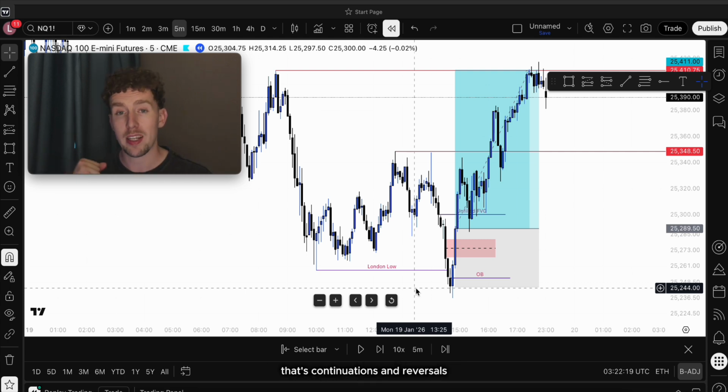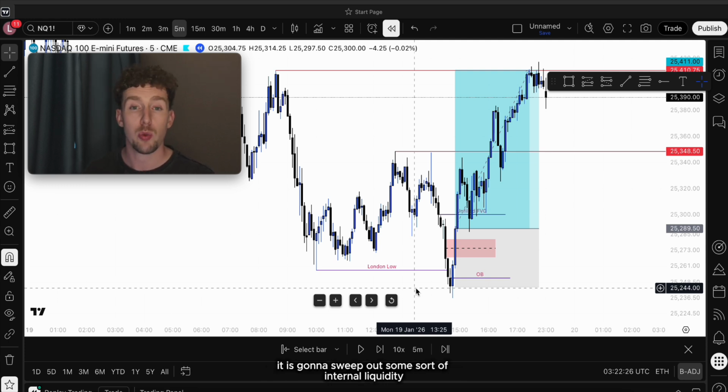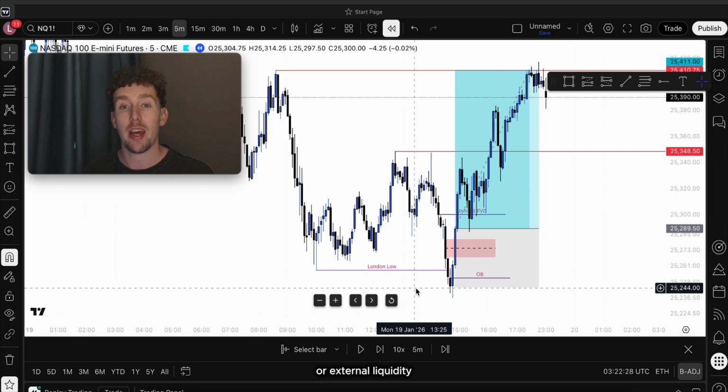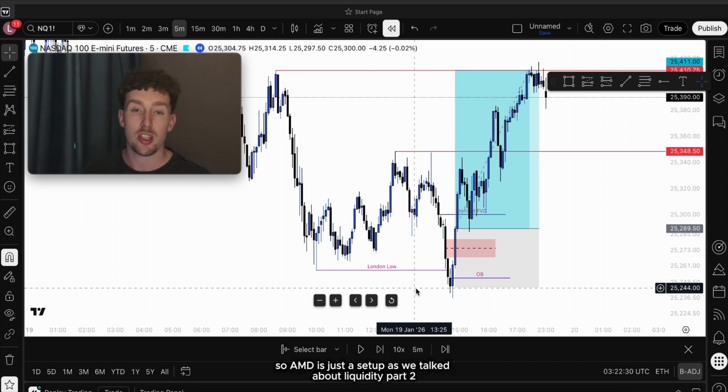We're going to leave it there. That's continuations and reversals. The only trade setups you're going to use. Even when you use your AMD, it is going to sweep out some sort of internal liquidity or external liquidity. So AMD is just a setup, as we talked about in liquidity part 2. Continuation and reversal is the only trade you're going to be taking with this model to target TP levels and wait for sweeps on liquidity.